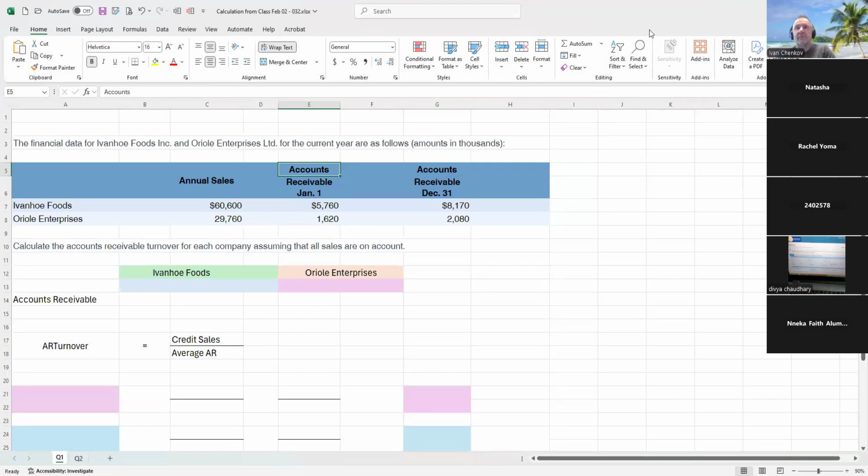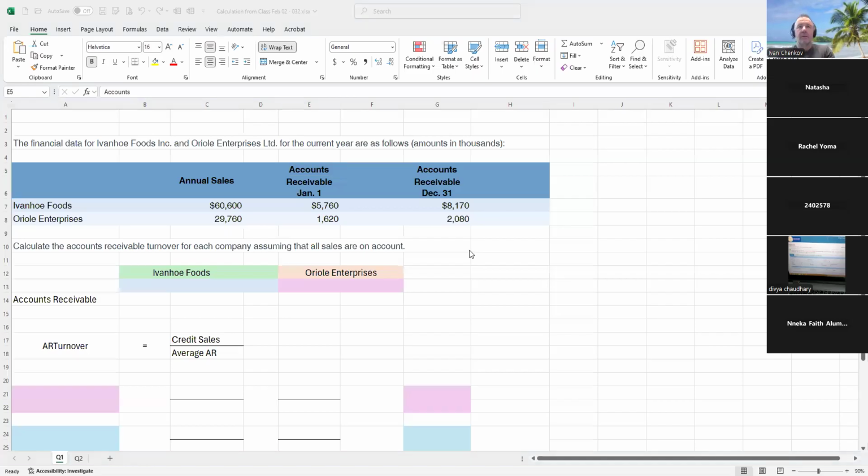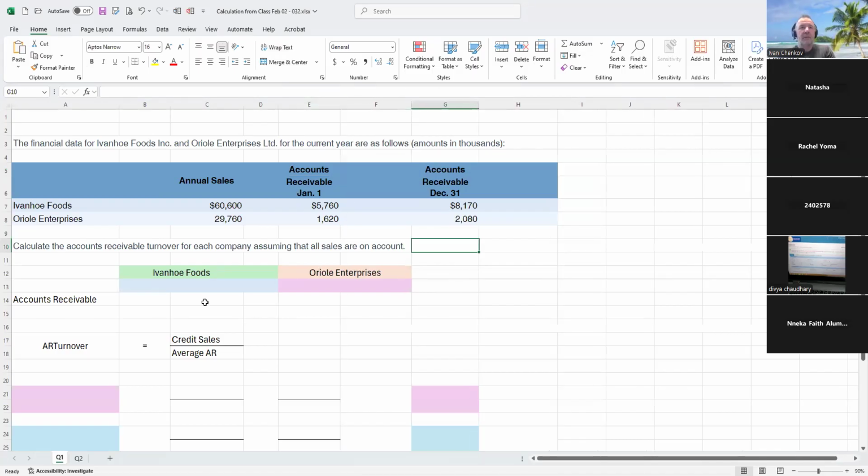Can you just give me a second? I want to check something. Obviously, we have to calculate accounts receivable turnover. So obviously, let's say I have 2 years, year 2022 and year 2021.